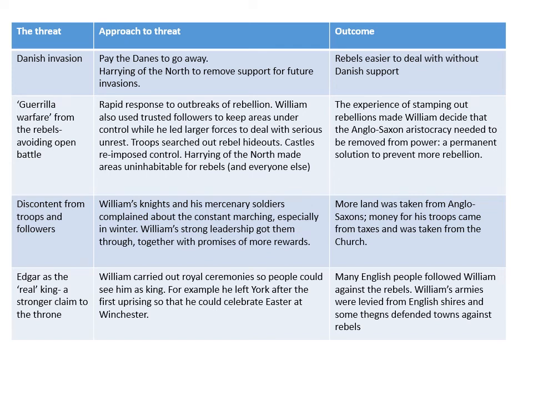There was also the threat of the belief that Edgar was the real King of England, because he had a stronger claim to the throne. To meet this threat, William carried out royal ceremonies so that people could see him as the king. For example, he left York after the first uprising so he could celebrate Easter at Winchester, the old capital of England. And many English people, as an outcome of this, followed William against the rebels, and William's armies were levied from English shires, and some thanes defended the towns against rebels.